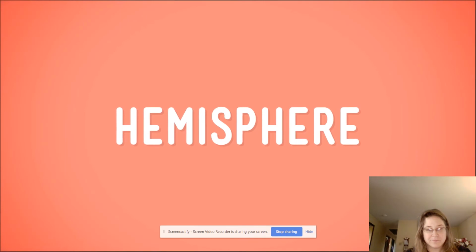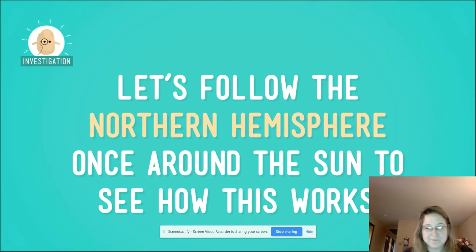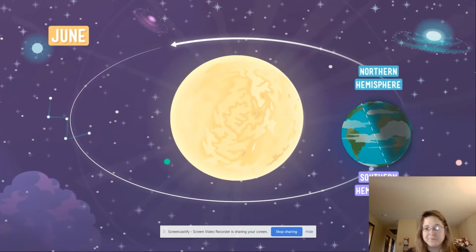Since the Earth is tilted, for part of the year, one of the hemispheres, which is half of the Earth, is leaning toward the sun, and the other part of the year, it's leaning away. Let's follow the northern hemisphere once around the sun to see how this works. In June, the northern hemisphere is tilted towards the sun.